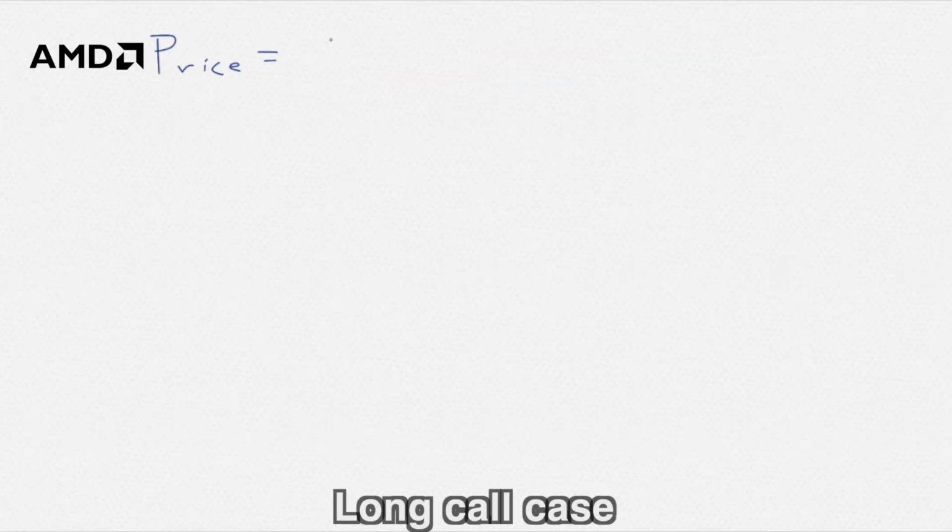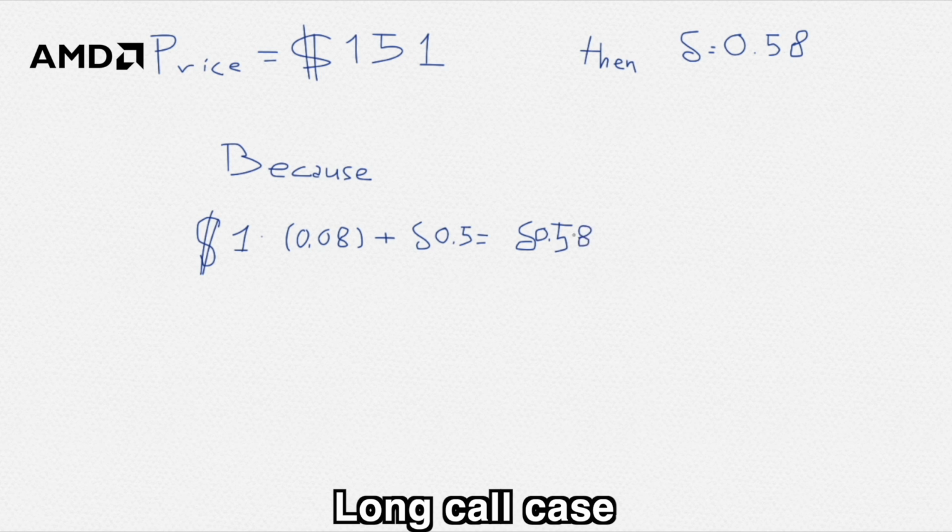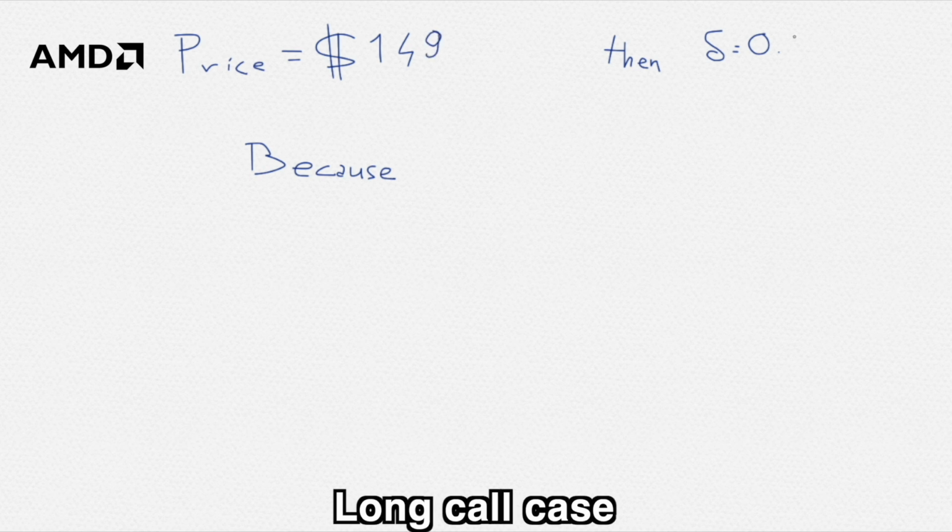If the price of AMD increases by $1, the call option is going to have more delta, because it's going in the money. Plus $1 multiplied by 0.08 gamma plus 0.5 delta gives us a final delta of 0.58. On the other hand, if AMD moves from $150 to $149, we'll have minus $1 multiplied by 0.08 gamma plus 0.5, that is the initial delta of the call option. And this gives us a final delta of 0.42.